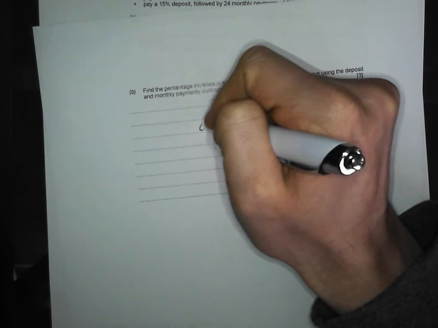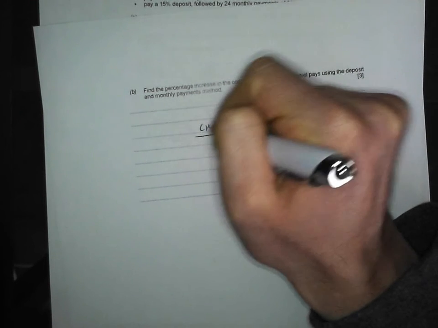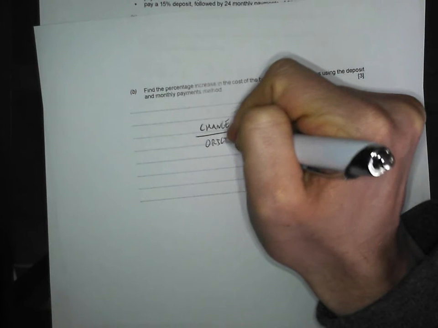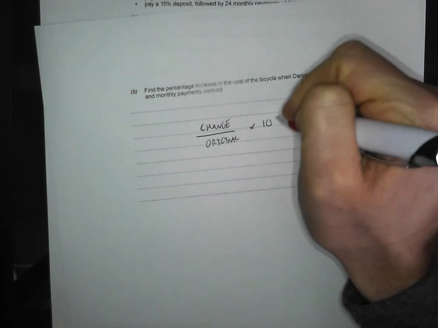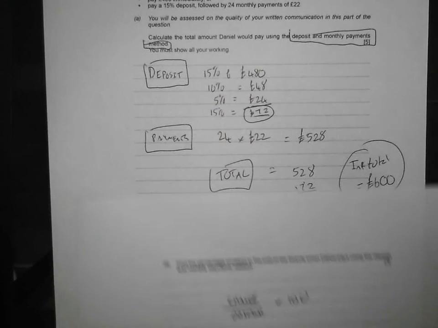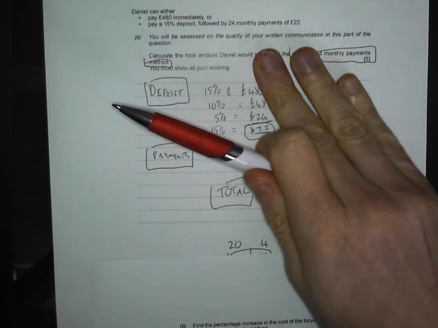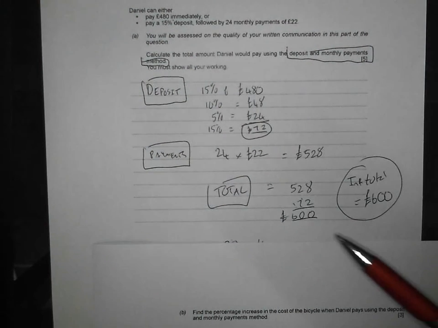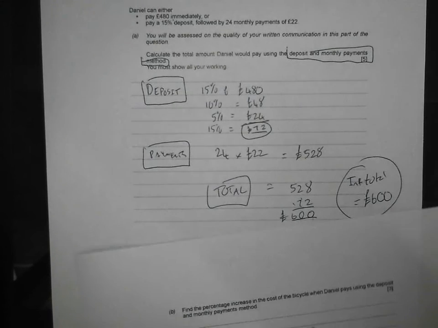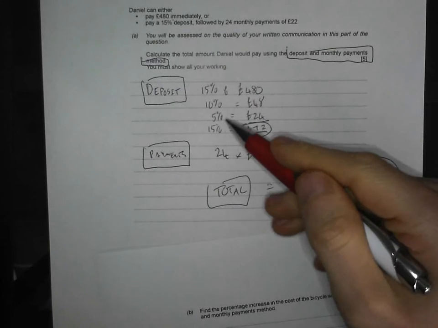Find the percentage increase in the cost of the bicycle when Daniel pays using the deposit and monthly method. Now, I use a very simple formula for doing this. If I'm working out percentage increase and percentage change, I say that it's equal to how much it's changed divided by the original multiplied by 100. So if you ever want to work out percentage change, this is how I do it. So what's the change from what he would have to pay normally, well that's 480, up to what he's actually had to pay, 600.